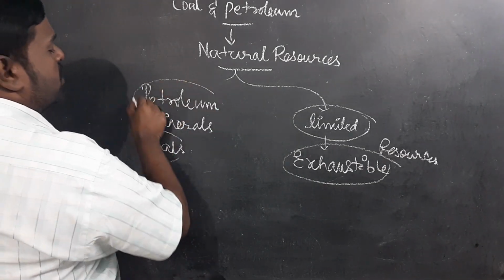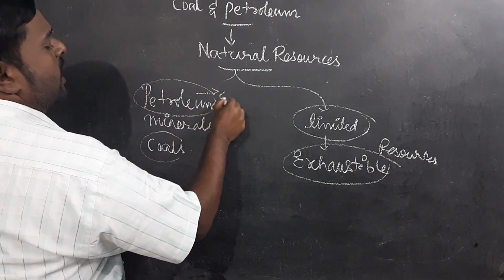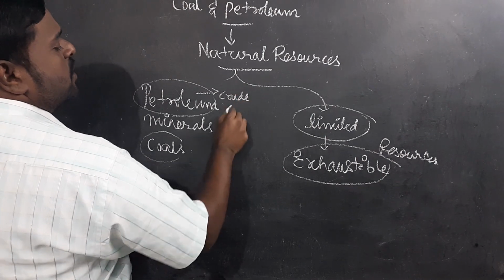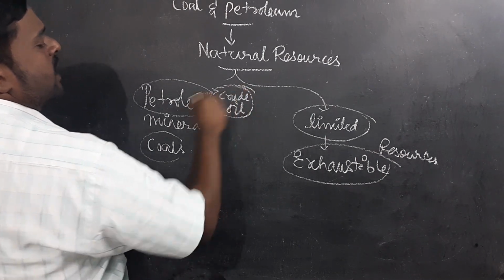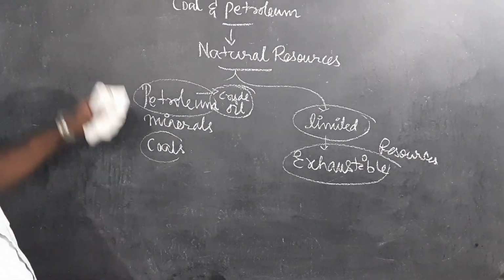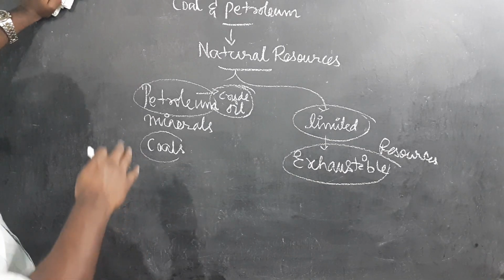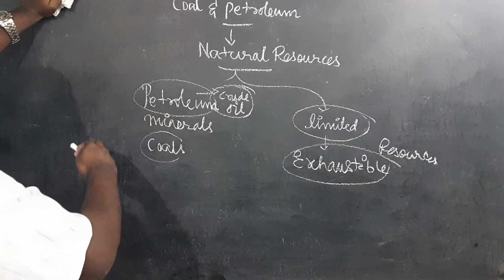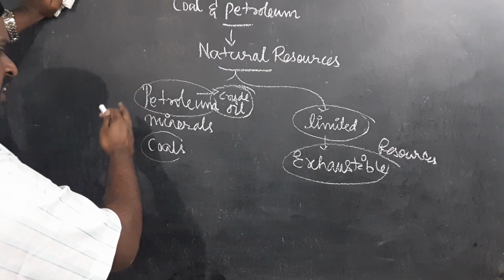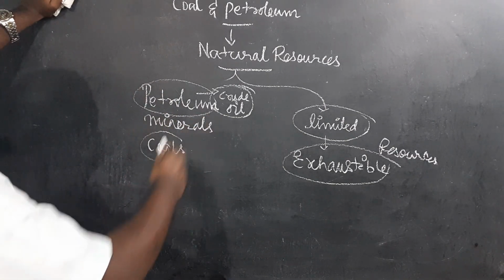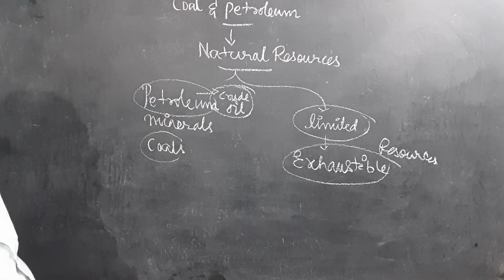Petroleum is also called crude oil, or we can even call it mineral oil. From petroleum we are able to get coal. Solid coal is separated, and liquid petrol, diesel and others are separated.